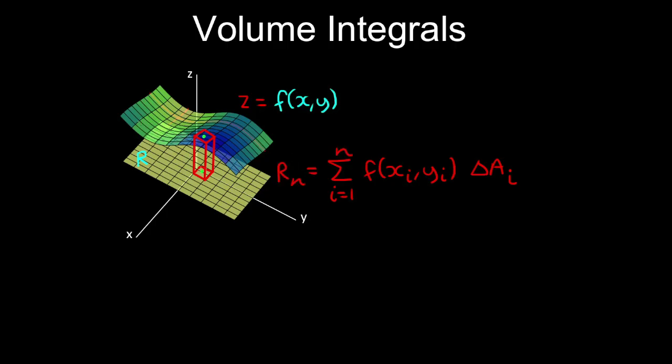Then this gives an approximation to the volume of the solid that's bounded below by the rectangular region R and above by the surface, defined by z equals f of x and y. So the solid region looks something like this.